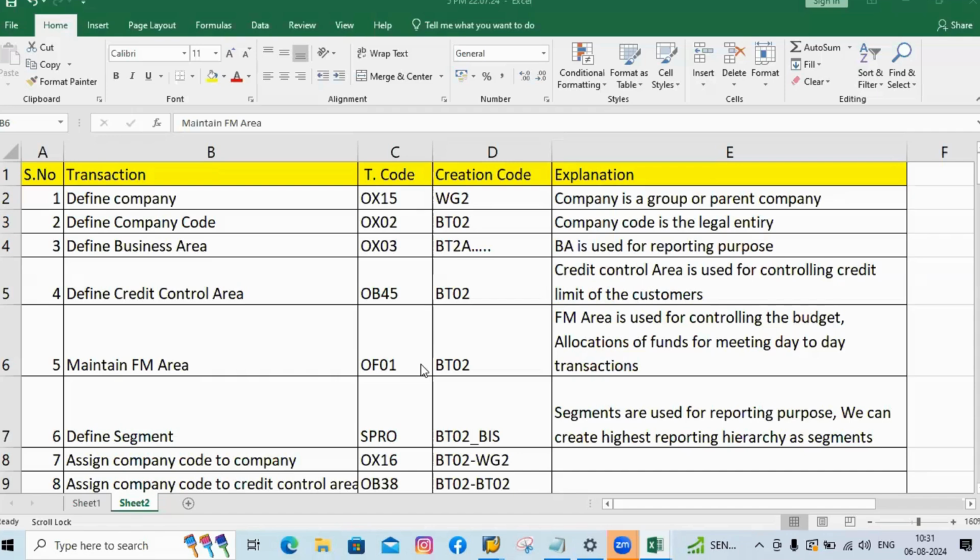GL account is a general ledger account, which is the basic account, the main account, the main posting account. Okay. That's it. Anything else you can give?